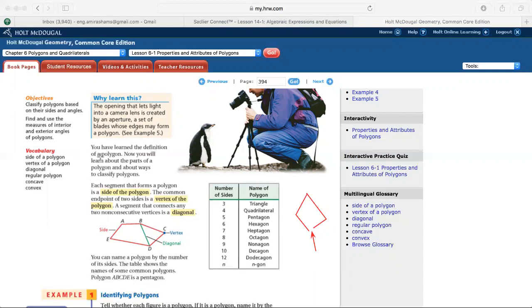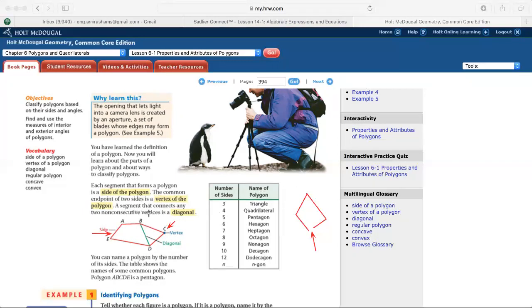You have learned the definition of a polygon. Now you will learn about the parts of a polygon and about ways to classify polygons. Each segment that forms a polygon is a side of the polygon. The common end point of two sides is called a vertex, as you see here in the diagram. This is called a side, and the blue point here is called a vertex.